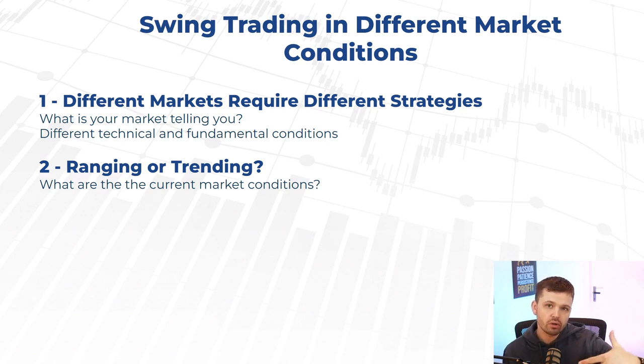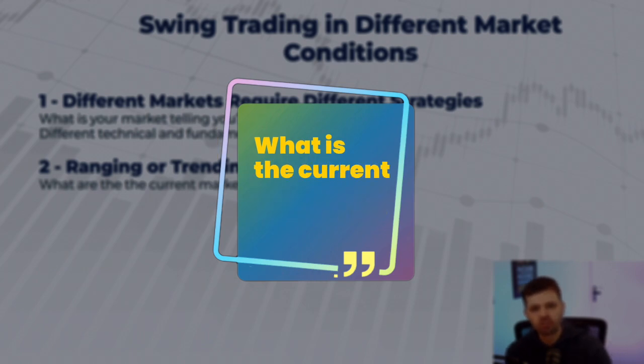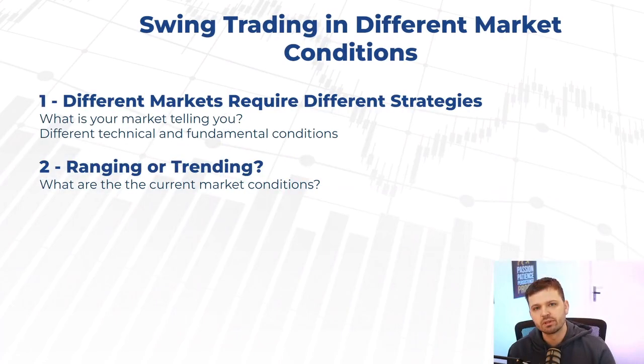So if you are trading from a purely technical perspective, you might want to make sure that you are looking at the market that you are trading and ask yourself, what is the market telling you? What's the current market structure? But there's also a different aspect to swing trading in different market conditions. What I've covered so far is the difference between range trading and trend trading, and that's obviously from a technical point of view. But you also have the fundamental conditions.